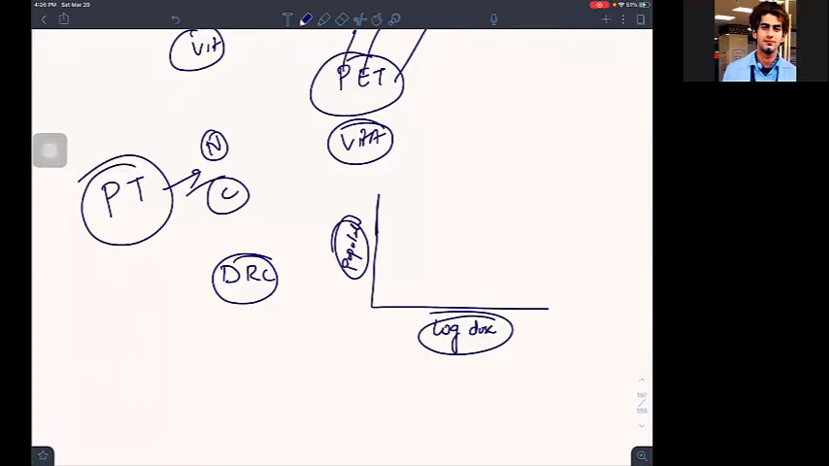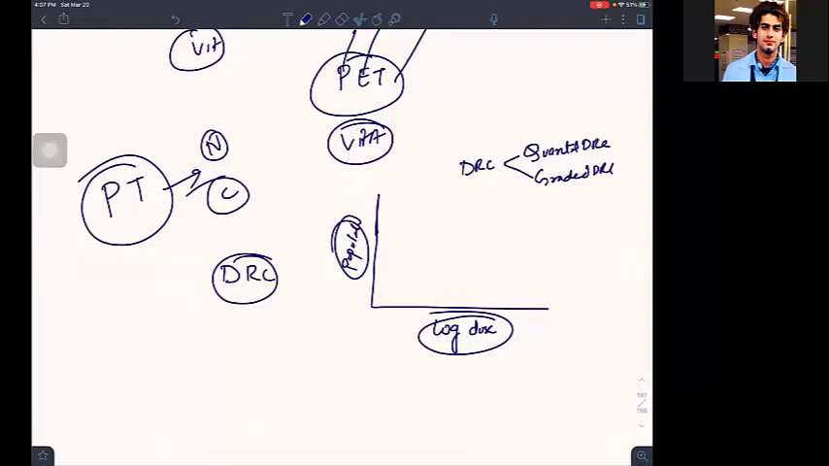So that means there will be 2 types of DRC. If I have the plasma concentration on the x-axis and the response in the population on the y-axis, then I will be having a DRC which will be of 2 types: one will be a quantal DRC and one will be a graded DRC, isn't it?